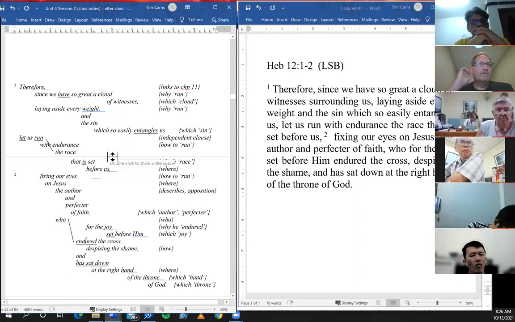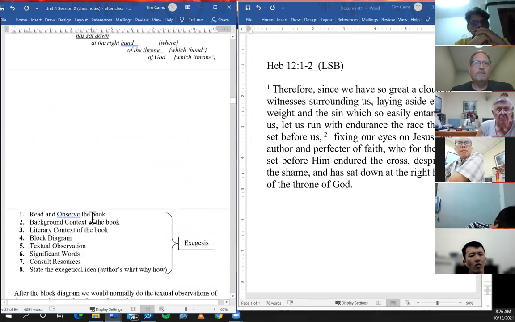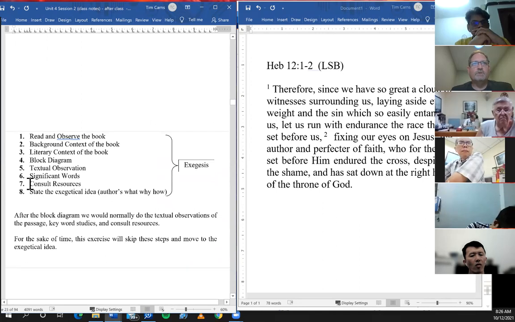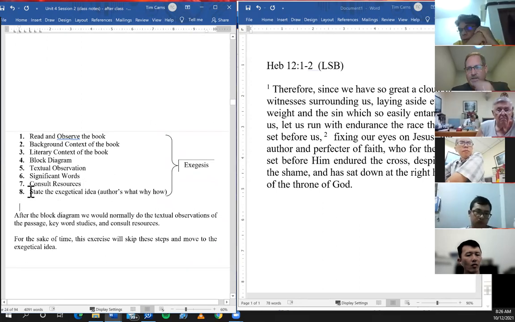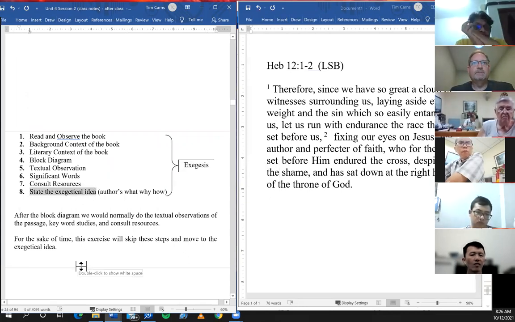You might want to understand what is the weight that he's talking about. So those would be words you'd want to do a specific word study, and then consult resources. And then after all of that, and this is the step I want to move us to, is state the exegetical idea.